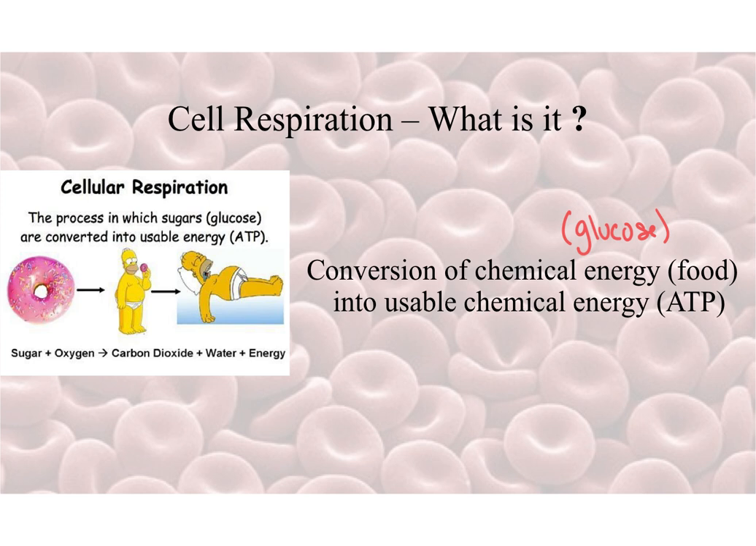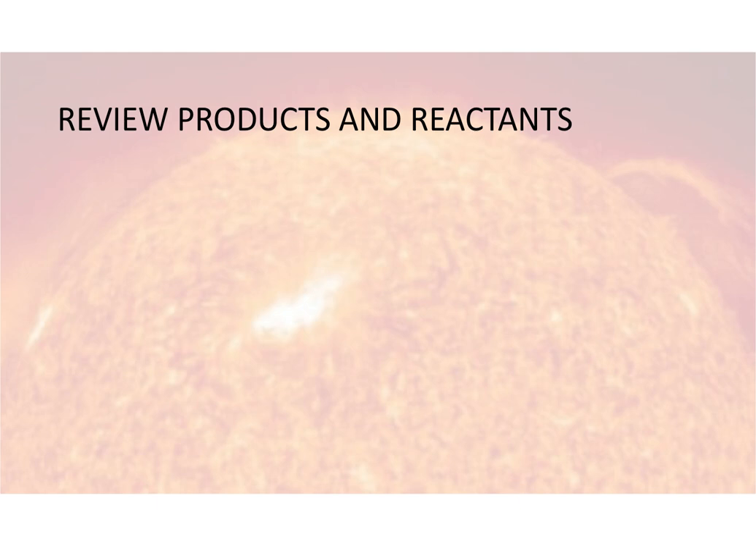Now, where does cellular respiration occur? Well, this is going to occur in the mitochondria, but let's go ahead and take a look at the equation for cell respiration. If you're following along, this is on page 3 on the bottom of your notes. However, let's go ahead and take a look at our equation.